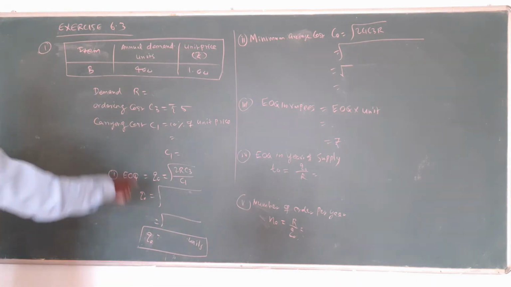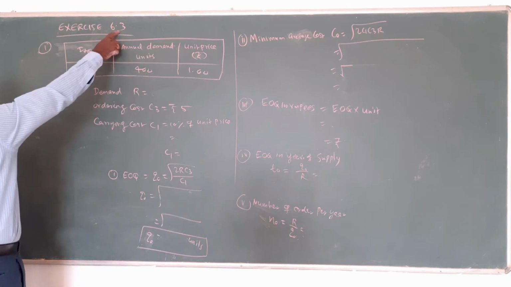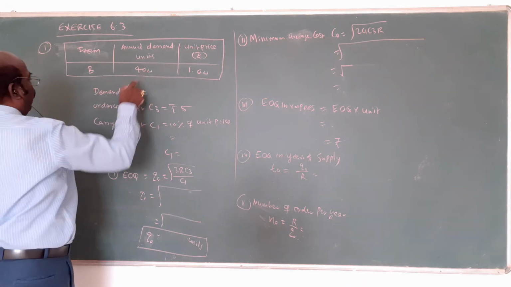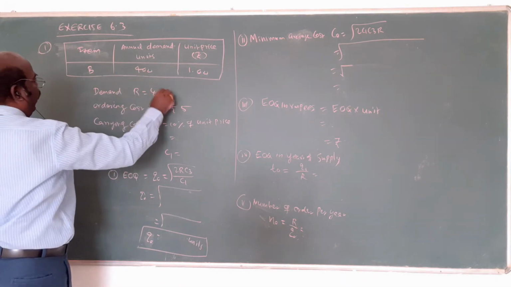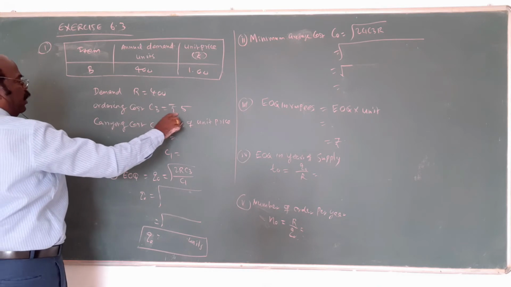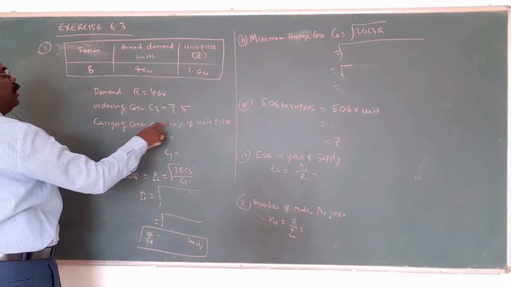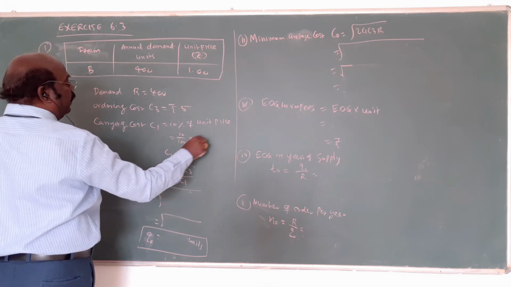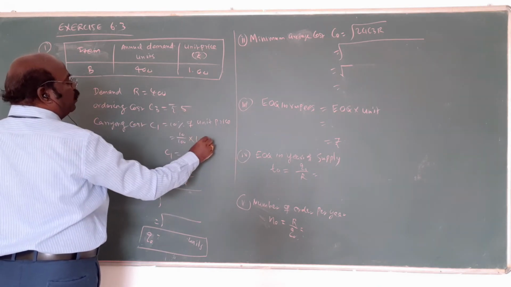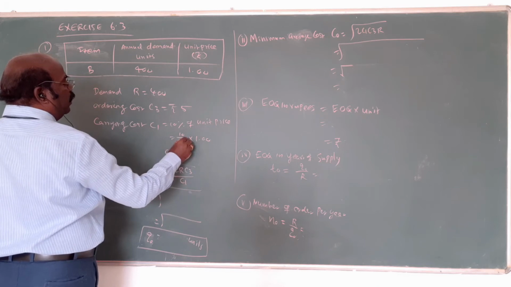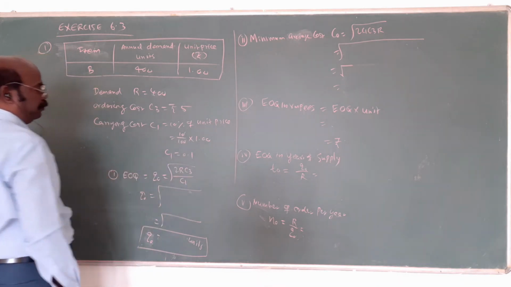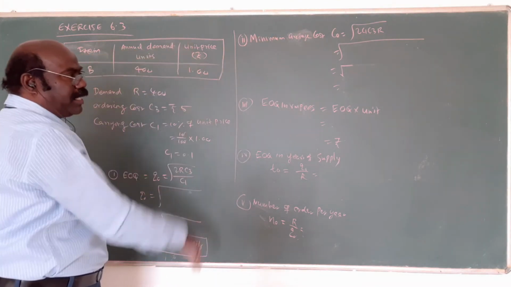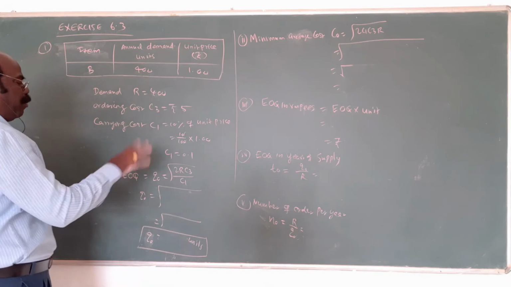Now see here, the same thing, 6.3, first question subdivision B, that is item B. The requirement is 400. R is the same. The carrying cost is 10%, so 10 by 100 into the price gives 0.1. The formulas are the same, with no change. Five parts are asked, formulas are the same. Just change the numbers.